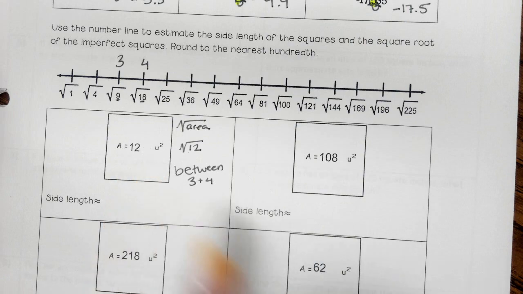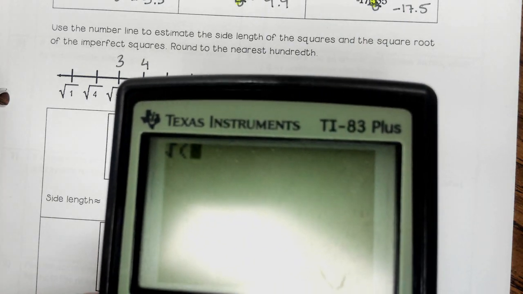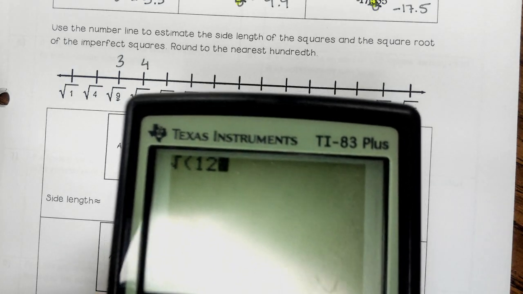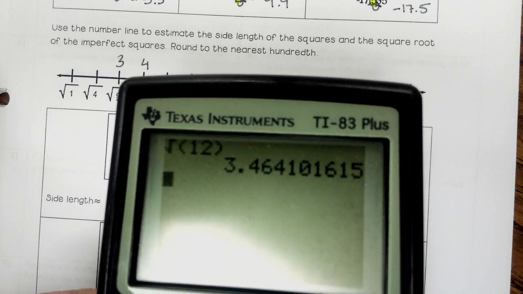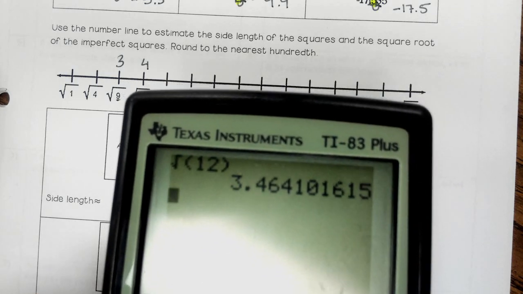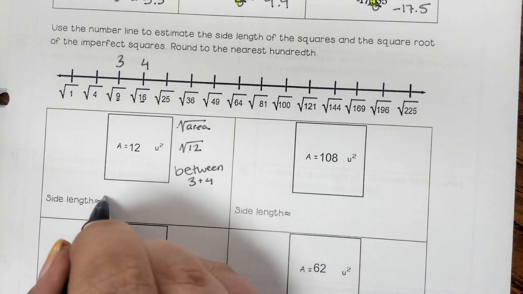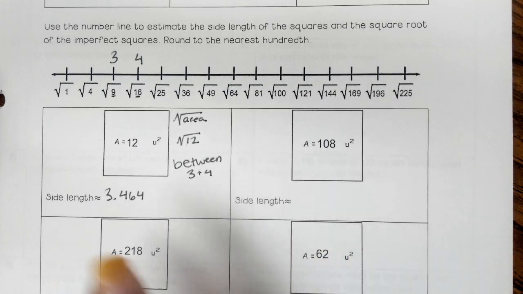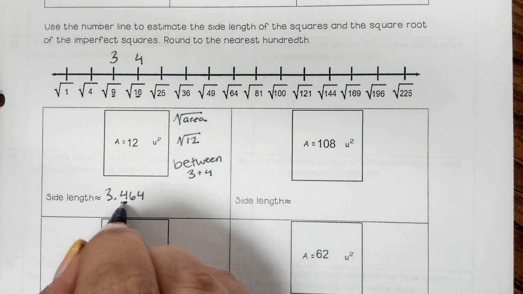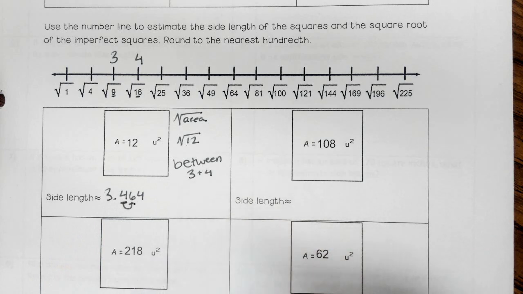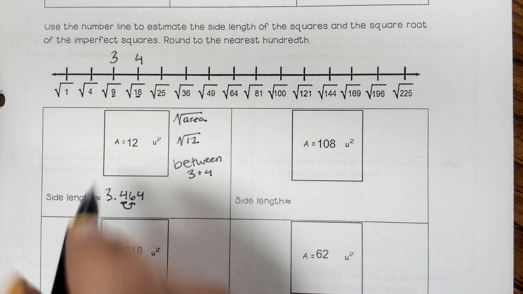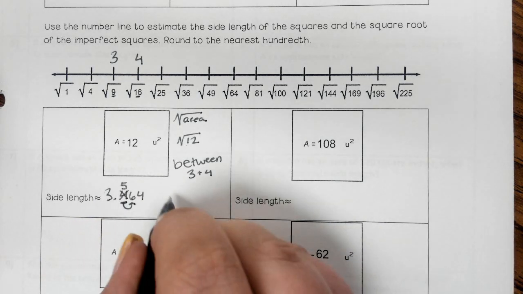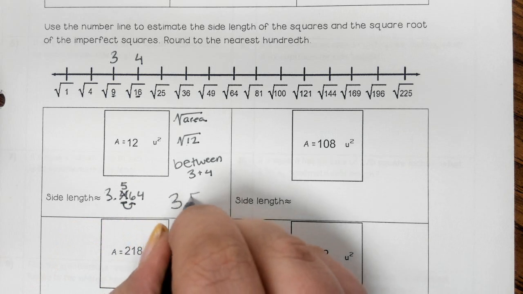We want the square root of 12, so in that square root, we're going to type in 12. Now this has some open parentheses. We're going to close those off. We're going to hit enter. We see that it's about 3.464, and that keeps going on forever. Let's round to the nearest tenth. If I'm rounding to the nearest tenth, that's the 4 spot. So we look at the 6. 6 is 5 or more, which means instead of 4, we're going to have 4 plus 1, which is 5. So we're going to say that the side length is roughly 3.5.